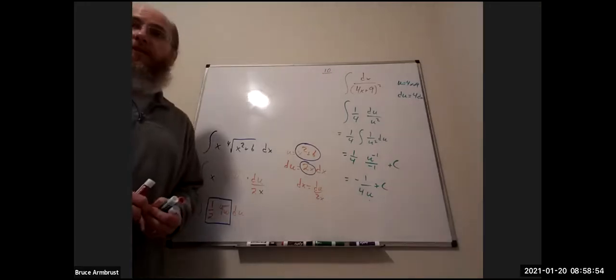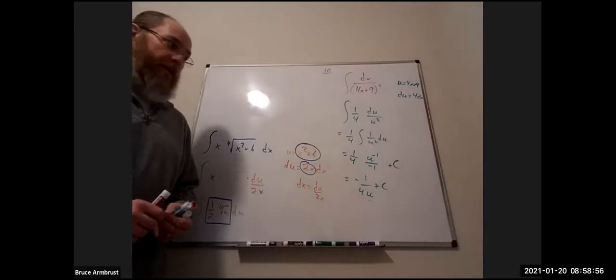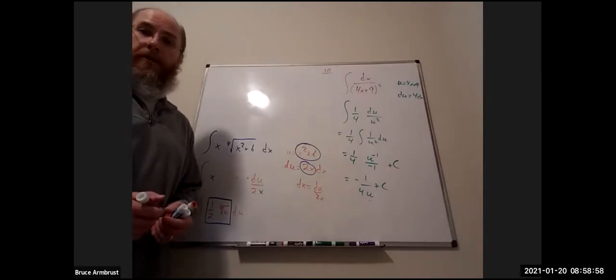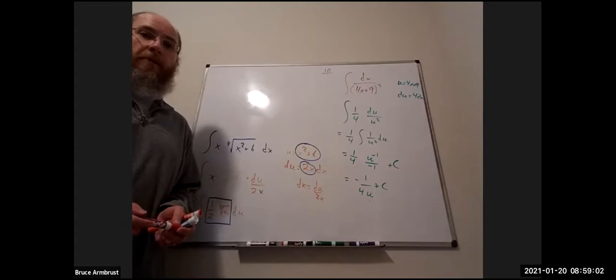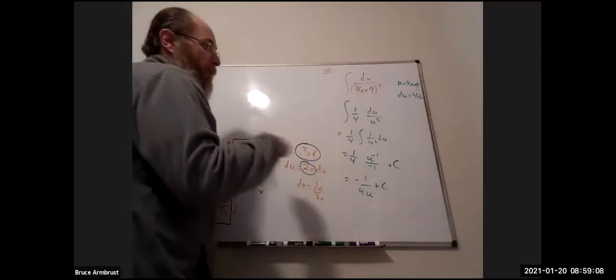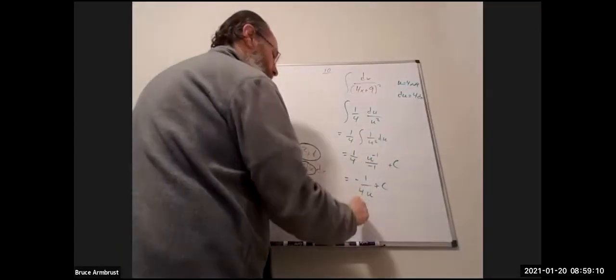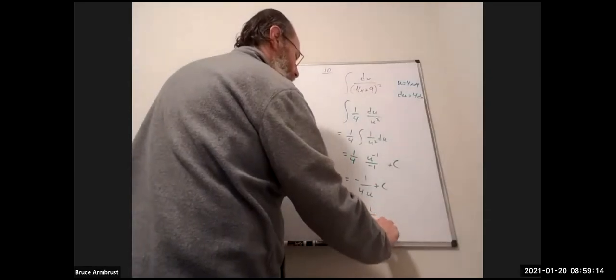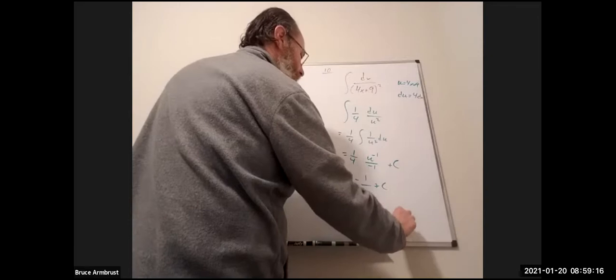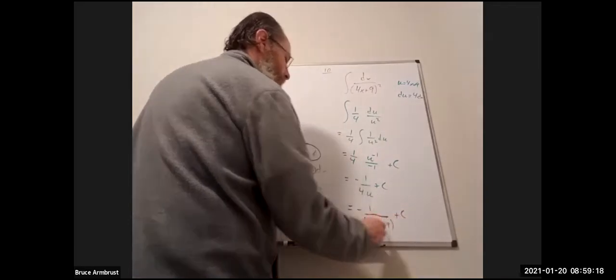Because what do we still need to do? What's the last step we need to do in this case? Sub back u. Yeah, we got to put that u back in. So we'll replace this back with the 4x plus 9. So we get minus 1 over 4 times 4x plus 9 plus c.